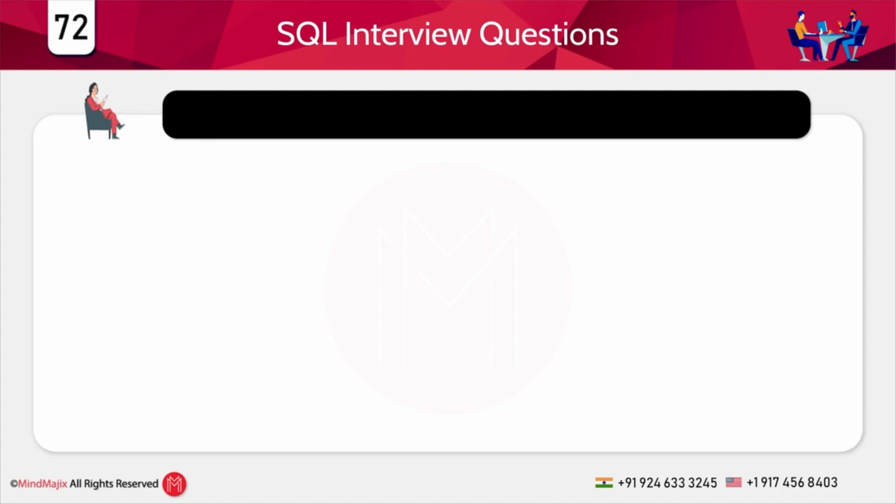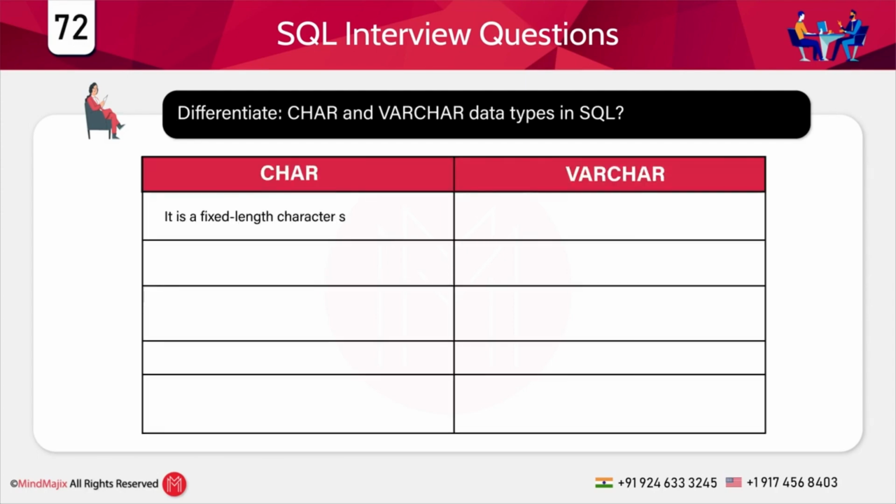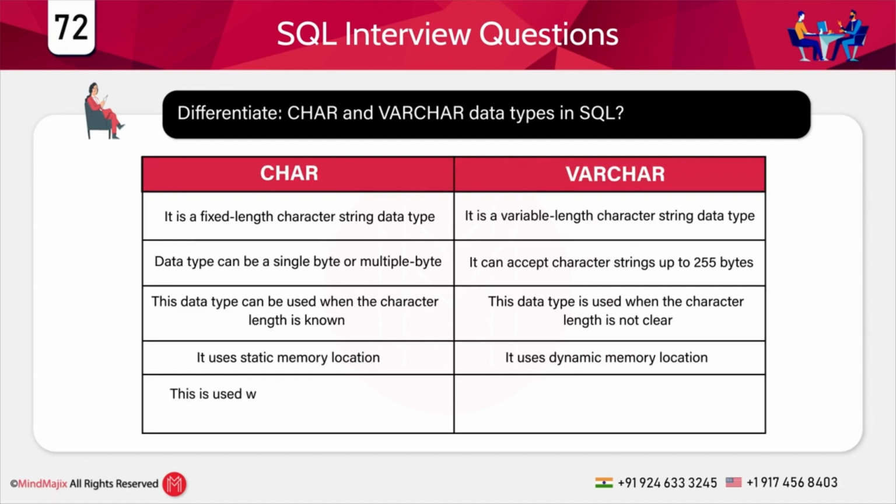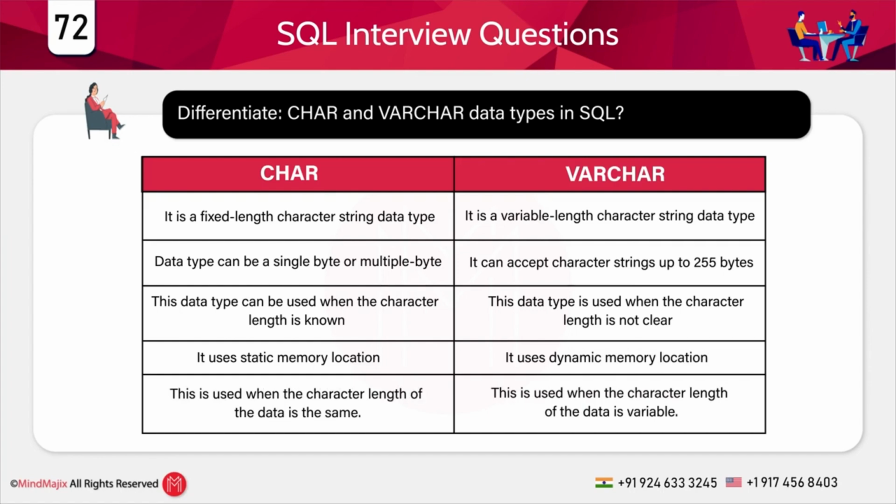The next question is the difference between char and varchar data types in SQL. As you can see on the screen, this table highlights the difference between char and varchar. Char is a fixed length character string data type. And varchar is a variable length character string data type. In case of char, the data type can be a single byte or multiple bytes. In case of varchar, it can accept character strings up to 255 bytes.